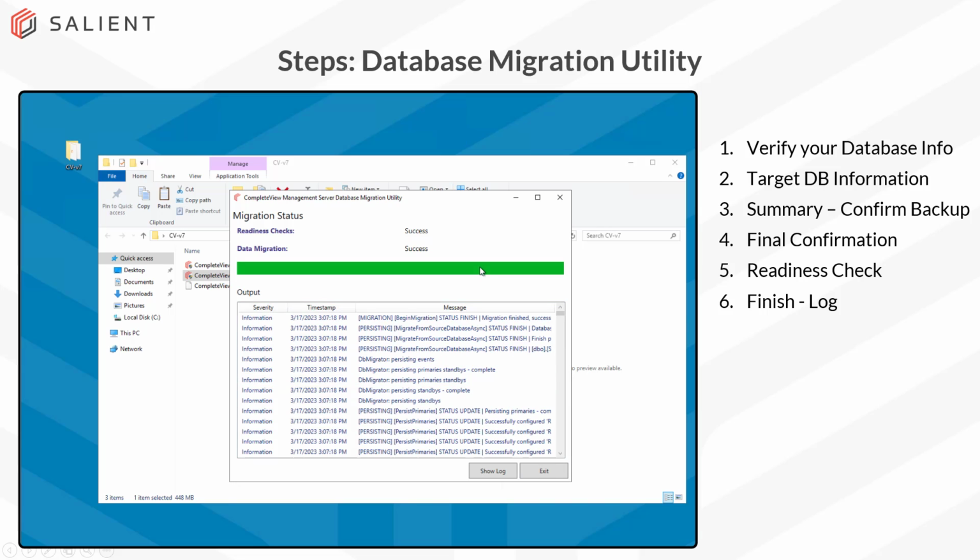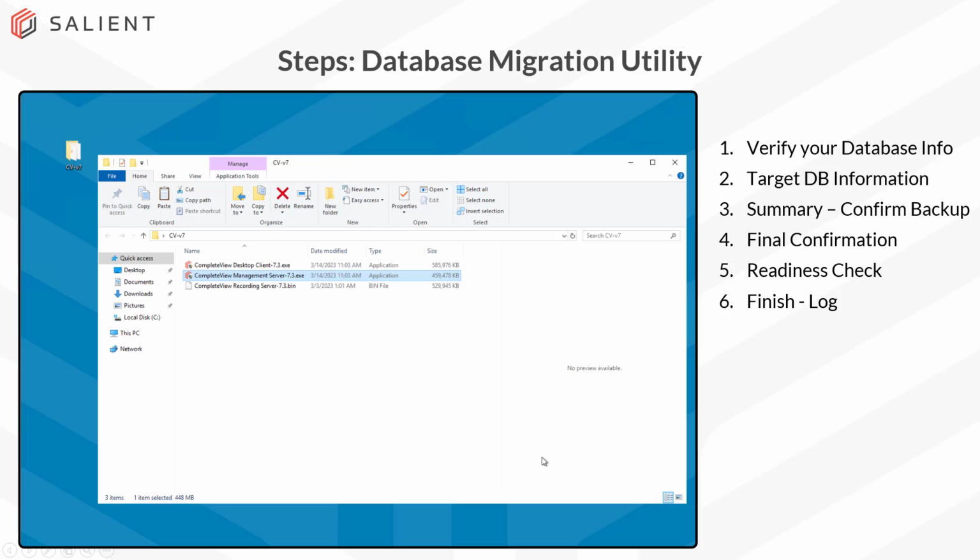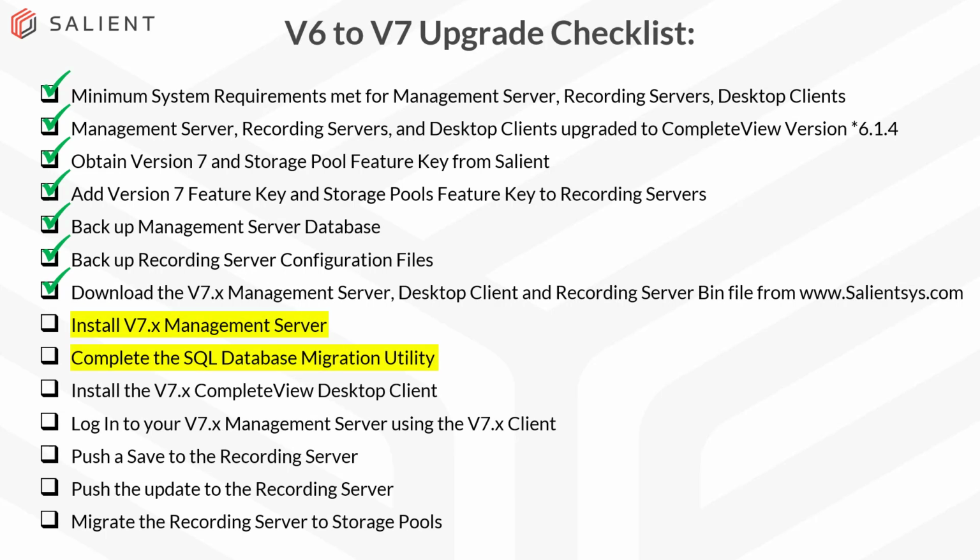All right, as you can see here now, the database has finished the migration. If I want to view the log, I can. That's going to be saved locally, but go ahead and select Exit on that. And this portion is done. You have now successfully upgraded your version 6 management server to a version 7. So let's go update the checklist. All right, the management server has been installed and we completed the database migration, so those items can be marked off.